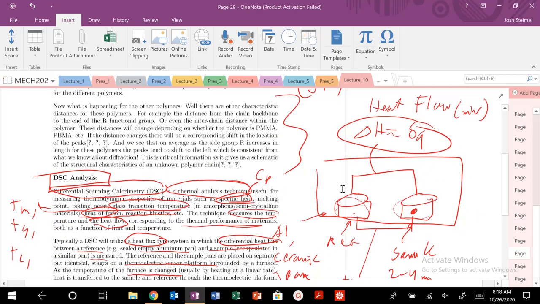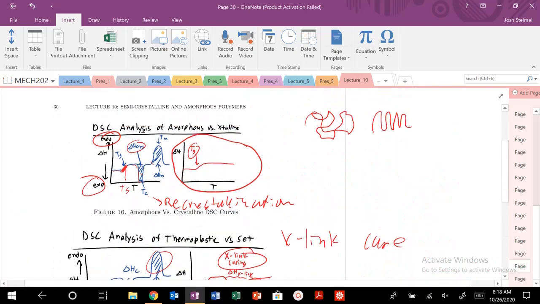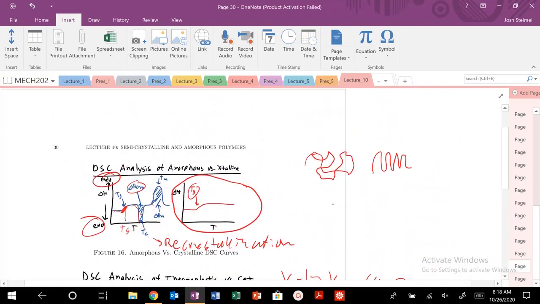What happens, for example, if I ran a DSC curve? Let's say I have two DSC curves, same polymer. So I have delta H. I'm always going to label endo, exo. You could be given curves that might be flipped, so be careful of that.